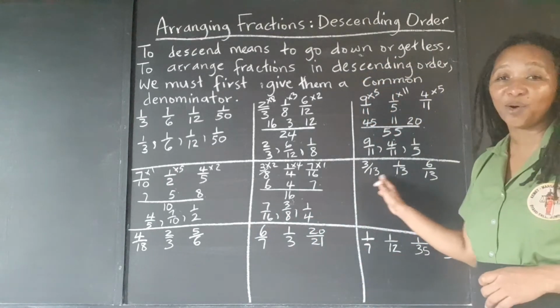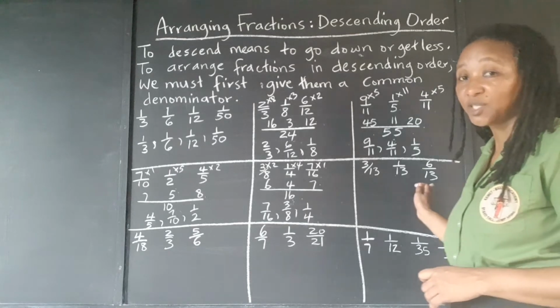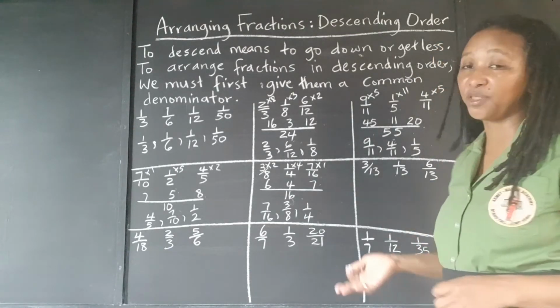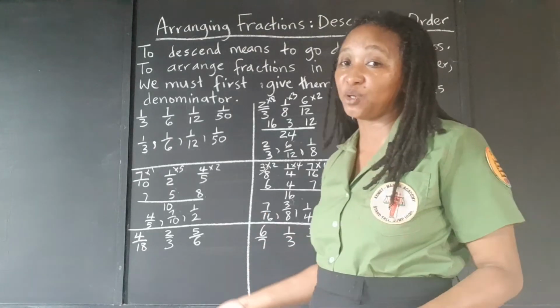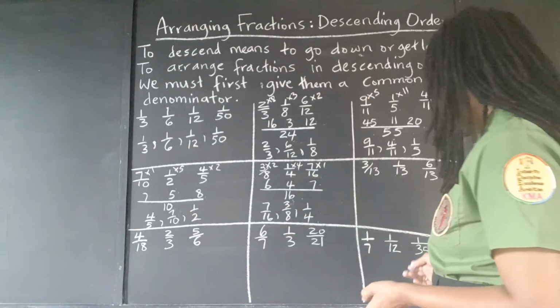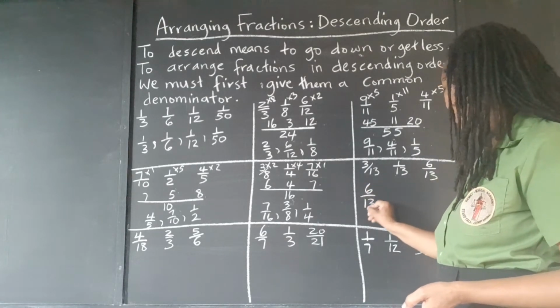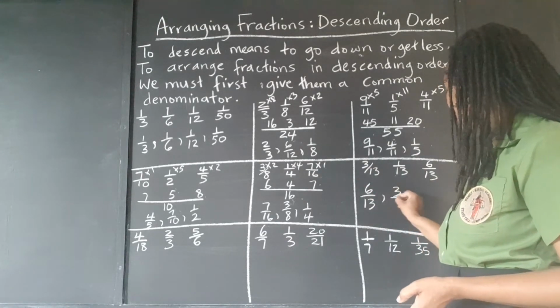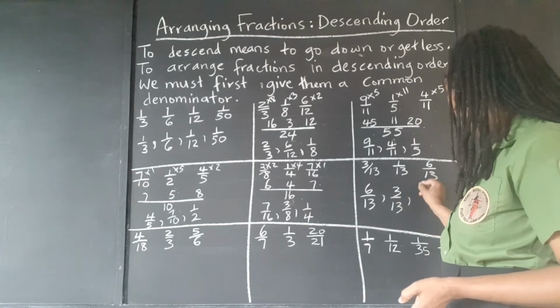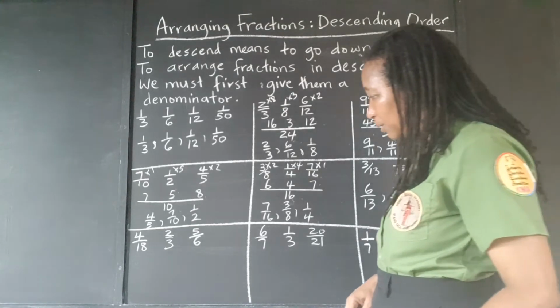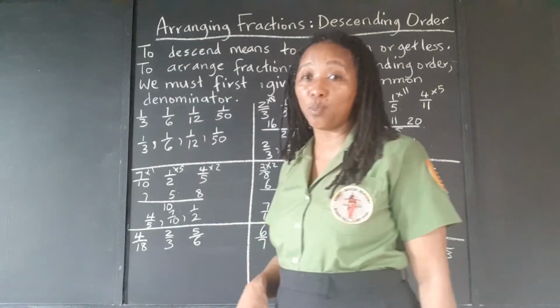Now, these are all over 13. So our life is easy at this point. We just have to compare the numerators. The biggest numerator is the biggest fraction. So the 6/13 is the biggest, followed by the 3/13, followed by the 1/13. Alright, so we're good to go. We just have 3 more.